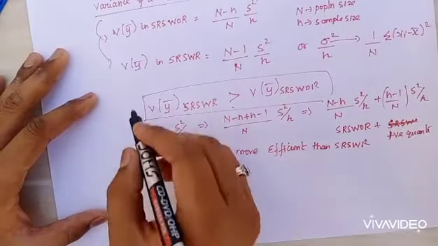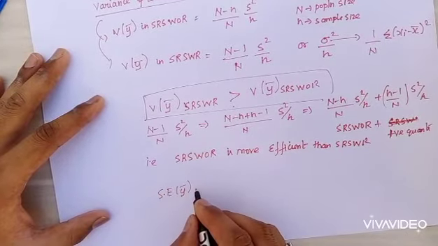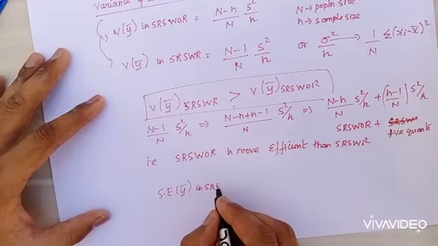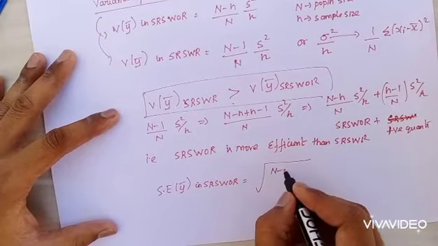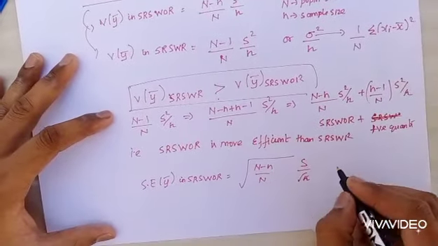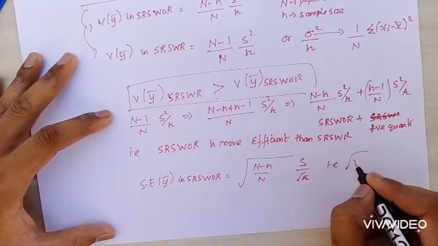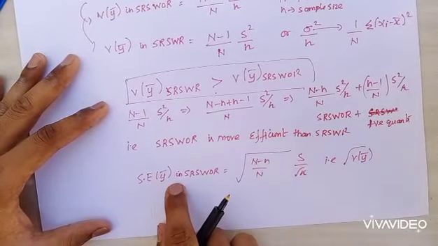Okay, so the standard error of y bar in SRSWOR is root of (N minus n) by N, S by root n. Okay, that is, the root of the variance of y bar is the standard error of y bar.